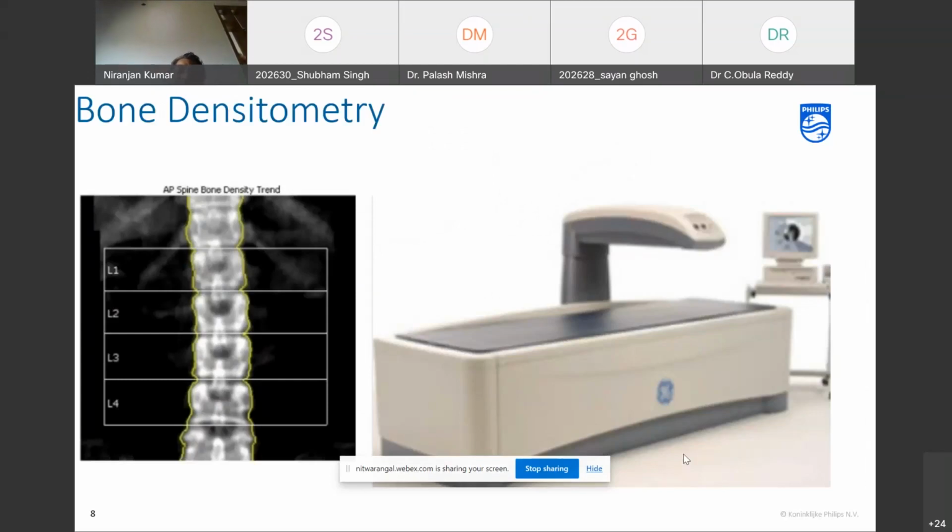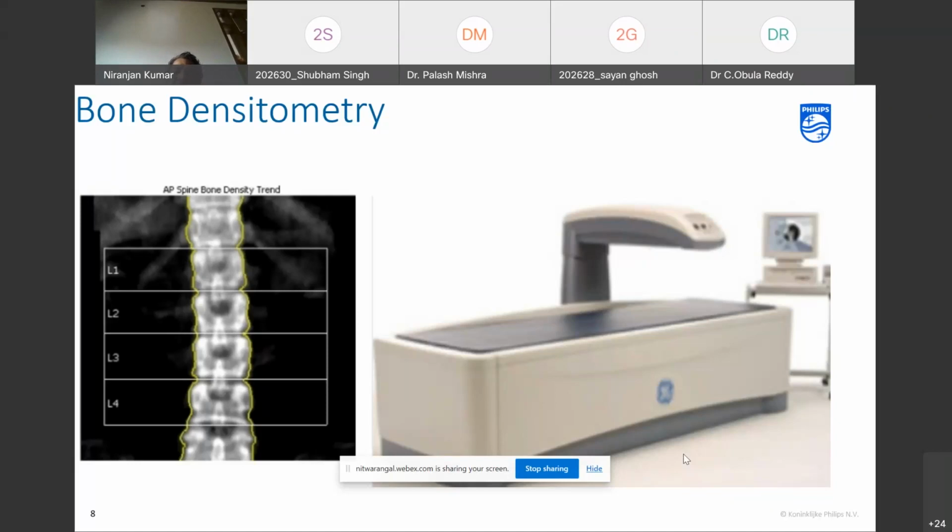This is a very interesting machine. I'm not sure if many people know about it. This is called bone densitometry. Here X-ray is not used for direct imaging, but we produce X-ray and then put some kind of filter to differentiate between the low energy X-ray and high energy X-ray. Dual energy X-ray is used to understand the pattern of your bone density.